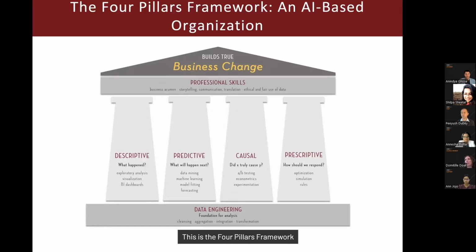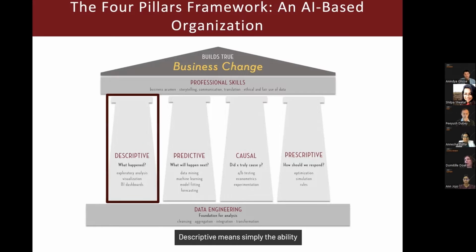This is the 4 pillars framework that we are proposing in our book. And I'm going to explain each of these as we go along. But the first pillar is what I call descriptive. So what does descriptive mean? Descriptive means simply the ability to answer the question of what has happened. You give a data set to a company or a team, and you ask them, explain or help me understand what has happened. So for that, you need a few important skills.